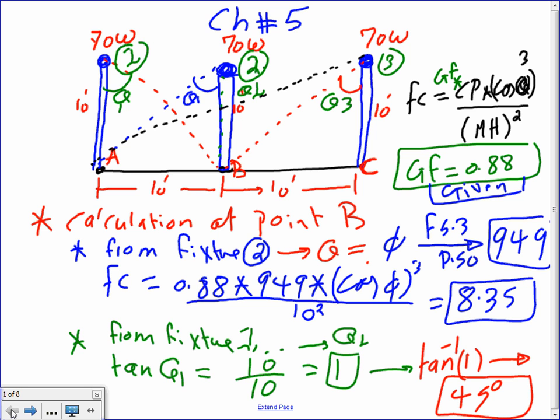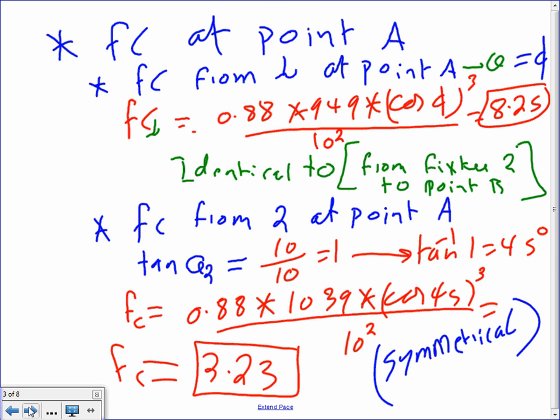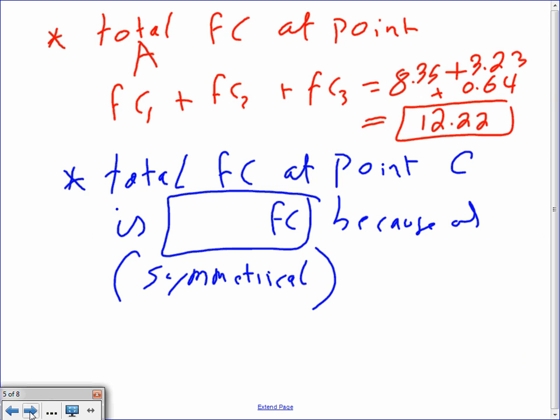So do I need to repeat the calculation for C, or should I just write the total contribution from all of them? Write it down. So C basically will be the same as A. Exactly the same steps that we did at A. But to save you and me a hassle, this particular one will also be 12.22. Total foot candle at point C is this amount because of symmetrical triangles. Do I need to do the calculation at C? Done. Done deal. Any comments, any questions?